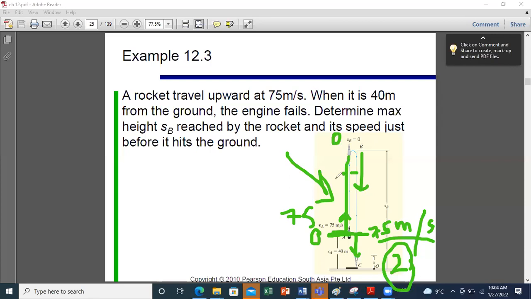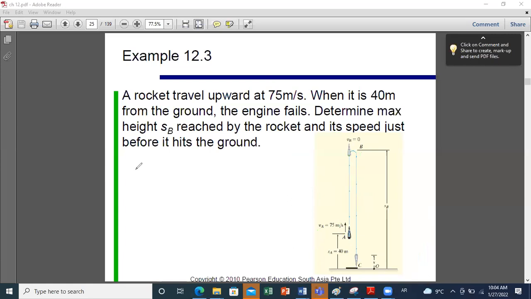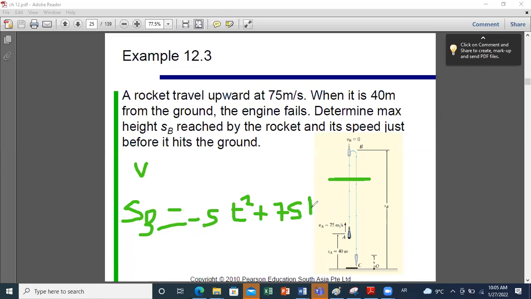And you can test this with your equations. Using your equations, for a certain position, s_B, the equation is minus 5t squared plus 75t plus s0, which is 40.